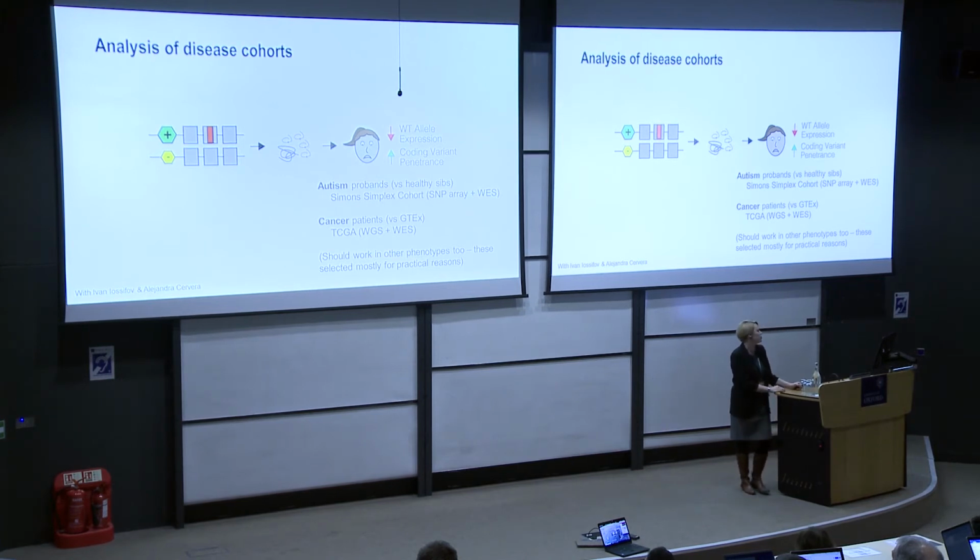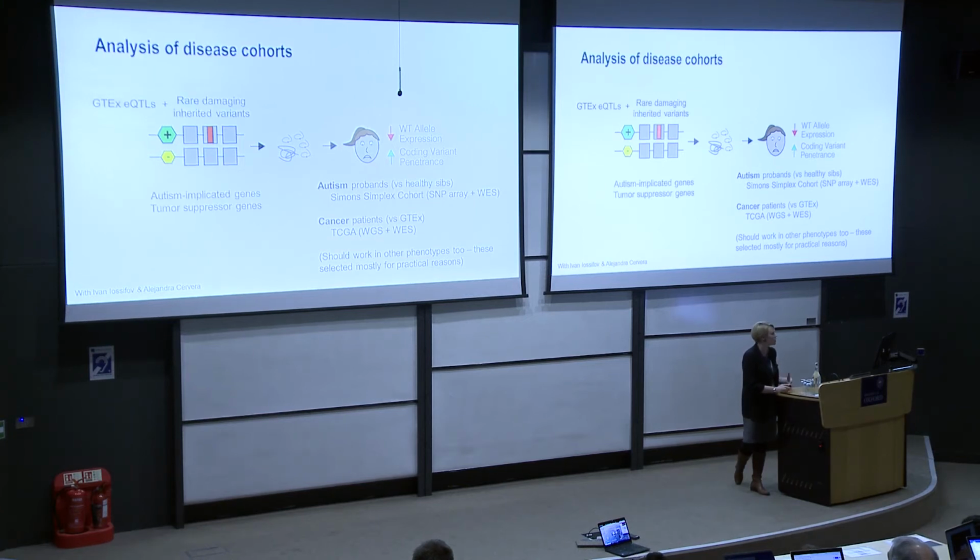And we looked into two data sets that were available to us. One was the Simons Simplex Collection autism data, comparing the autism probands with their healthy siblings. And then we also looked at cancer patients in TCGA, comparing them to GTEx. We were interested in rare damaging inherited or germline variants in disease-relevant genes, a few hundred genes for each cohort or disease, and then looking at their haplotypes with EQTLs lifted over from GTEx.